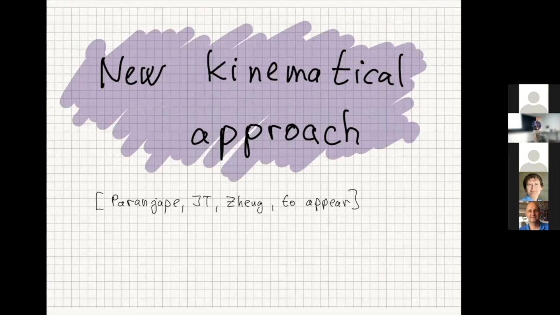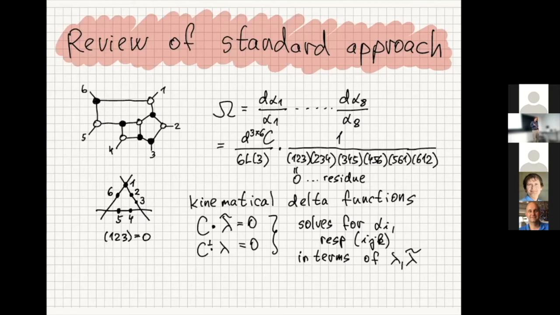Okay, so let me mention quickly some new kinematical approach, how to bypass this step of solving for the parameters of symmetries. So this is what I just said. This would be the standard way to get this R invariant expression, or for higher K, some more general Grassmannian invariant: writing the DLOG form, solving for alphas, and writing it as a super function. There is also some super component of lambda, lambda tilde.